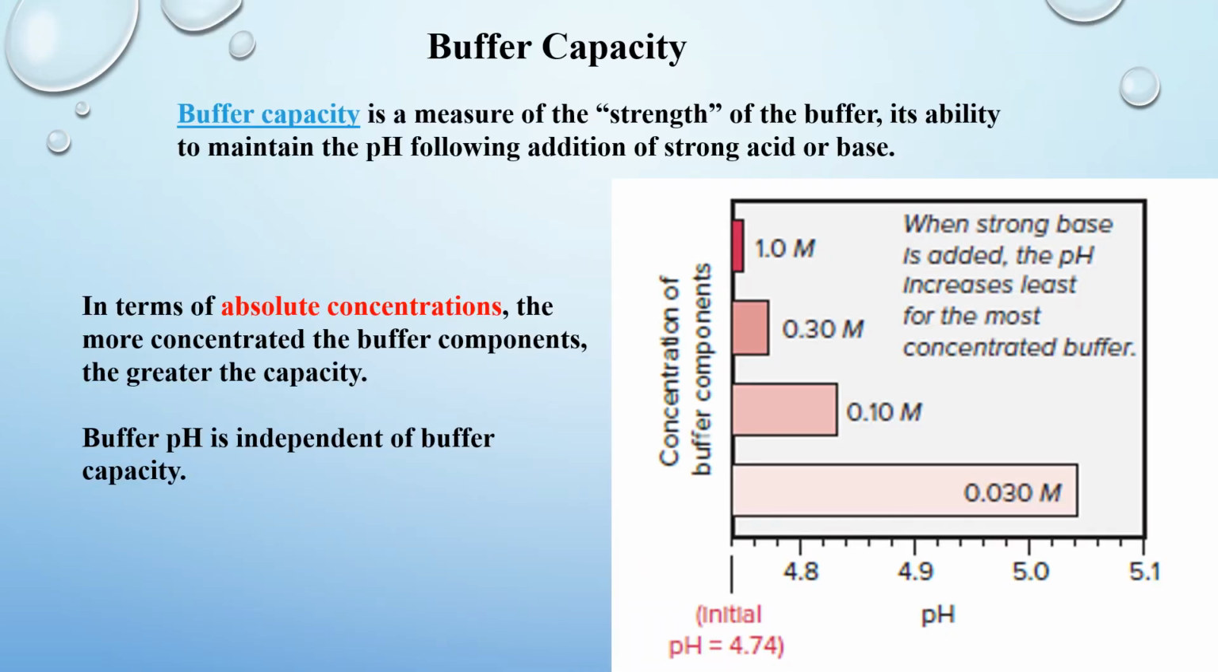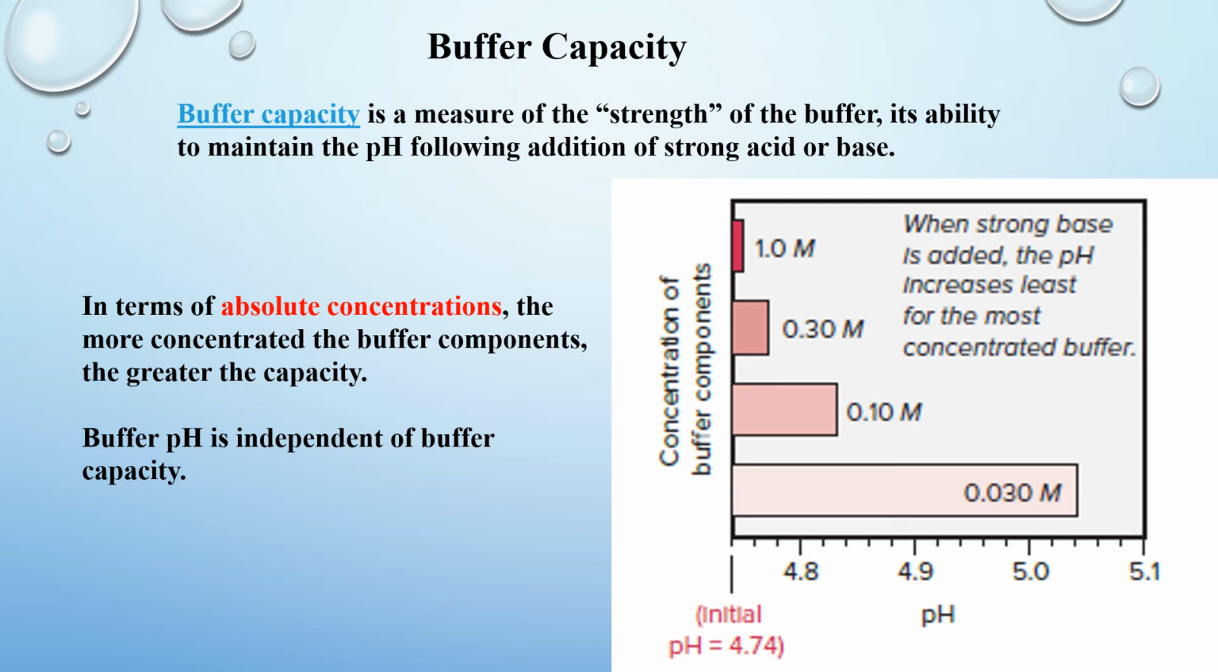Now we have looked at how a buffer works, and how it responds to the addition of the acid and the base. So now let's look at another two important parameters about a buffer. Those two important parameters are buffer capacity and buffer range. First, let's take a look at buffer capacity.